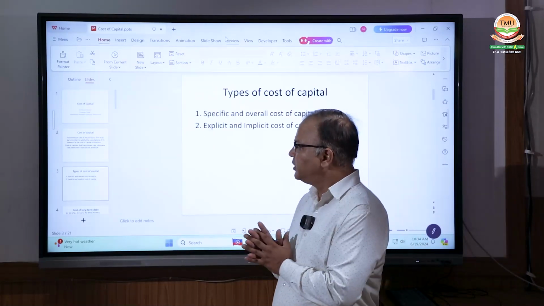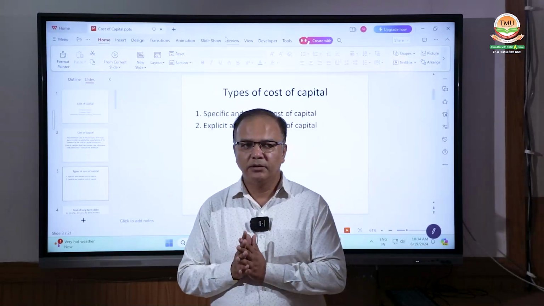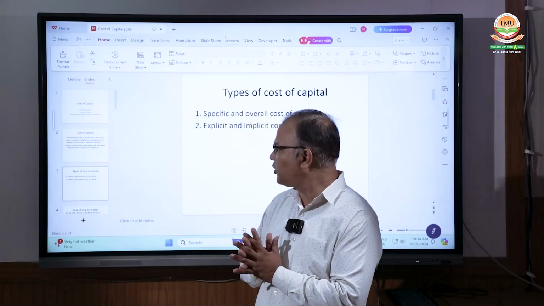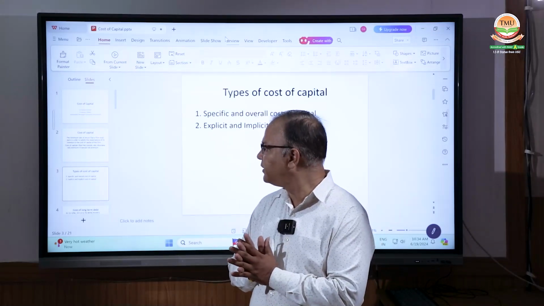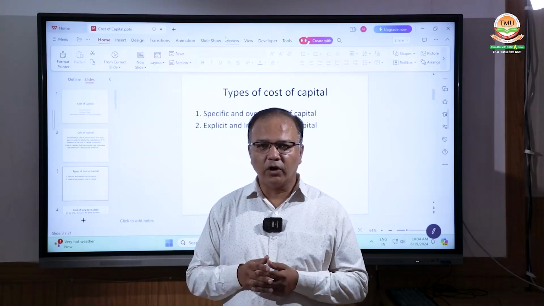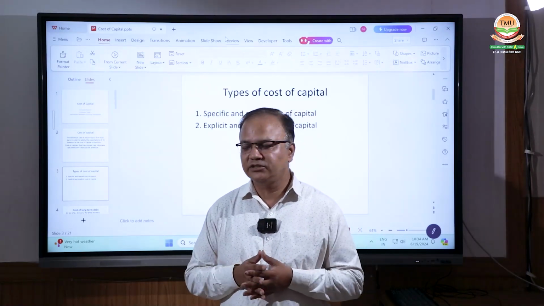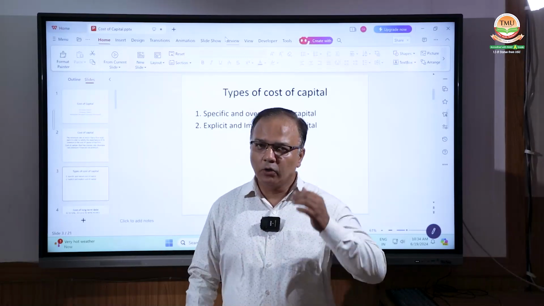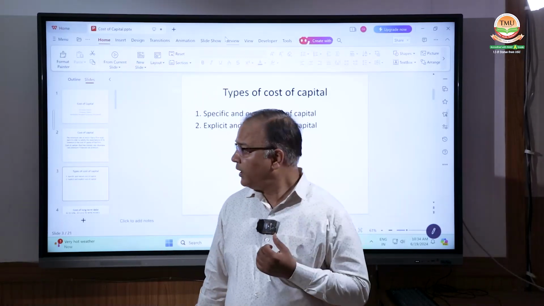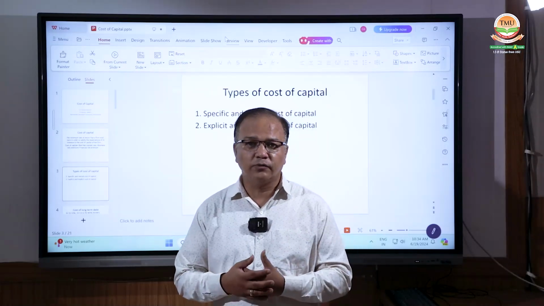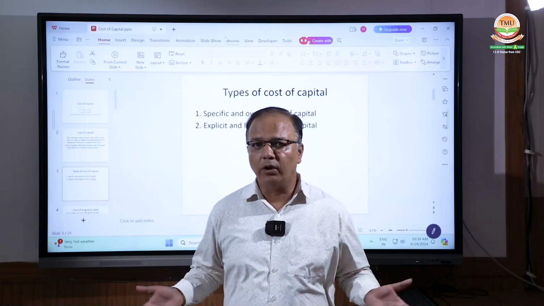Now, types of cost of capital. There are two classifications of cost of capital. First, specific and overall, and number two classification is explicit and implicit cost of capital. According to classification number one, cost of capital can be specific and cost of capital may be overall.